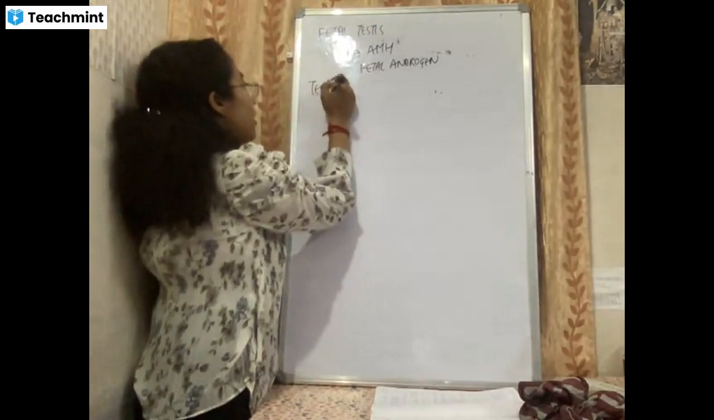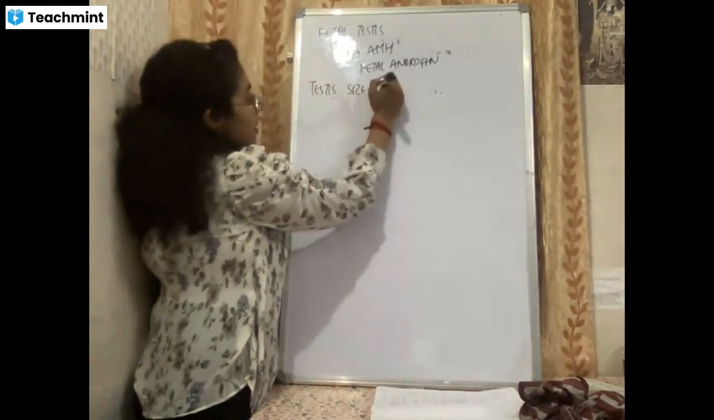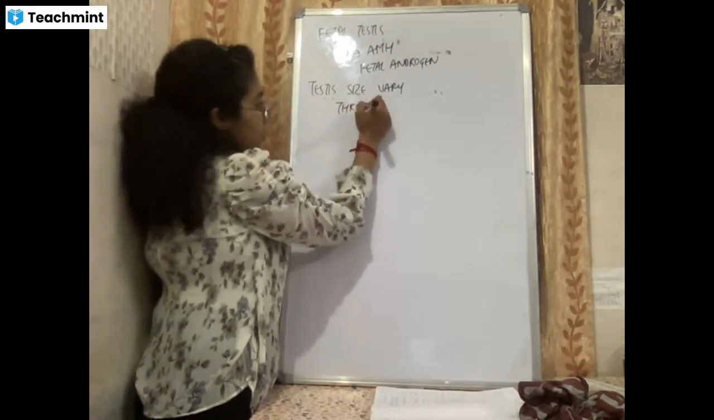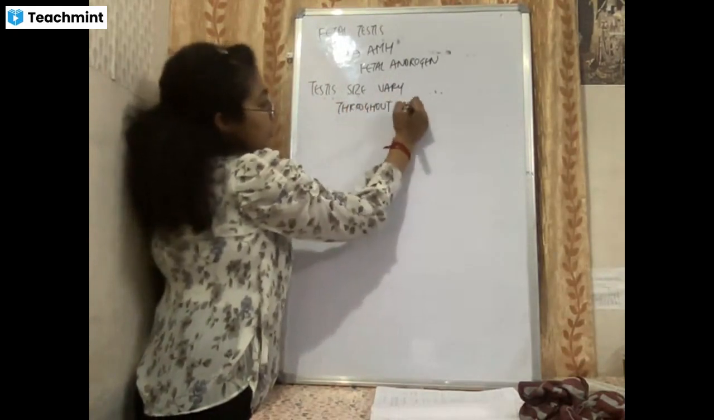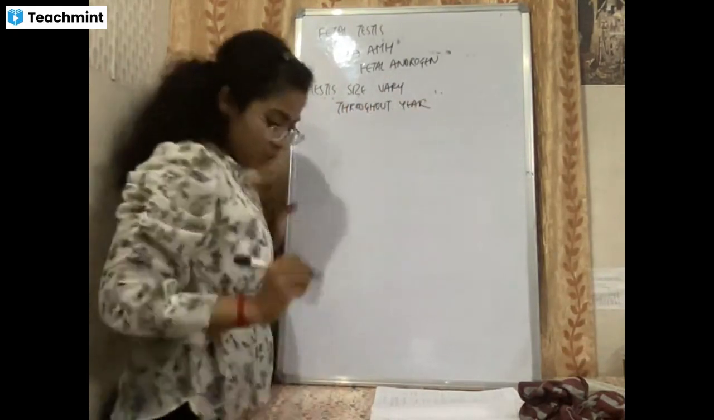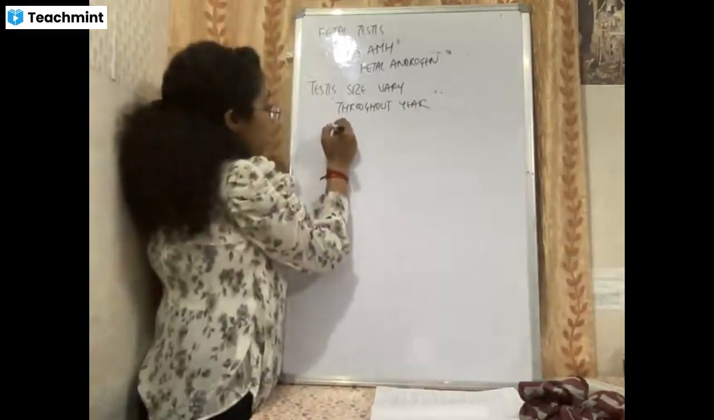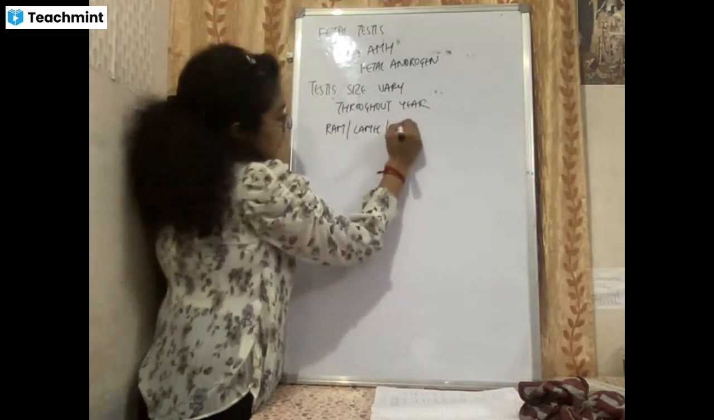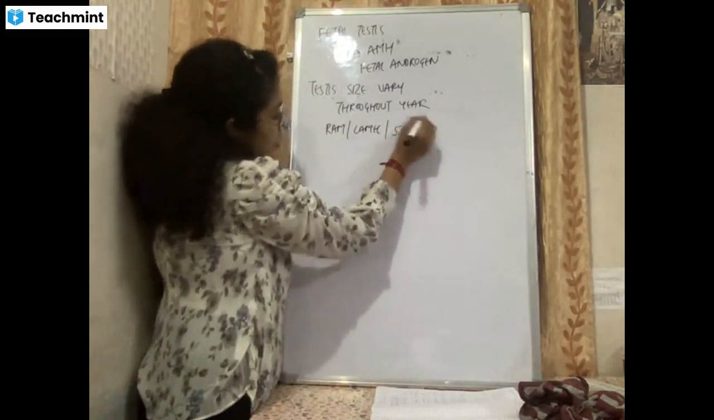Then testis size. It varies throughout the year in which species? There are species in which testis size varies throughout the year. That is ram, camel, and stallion. Okay.